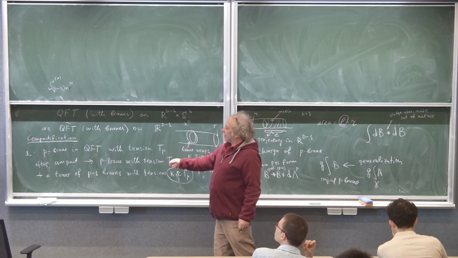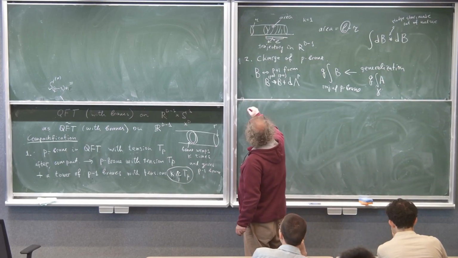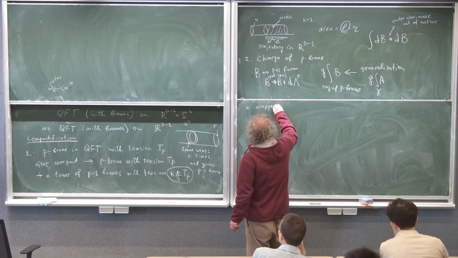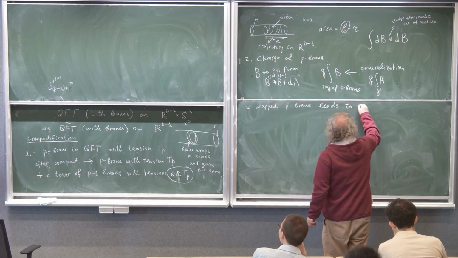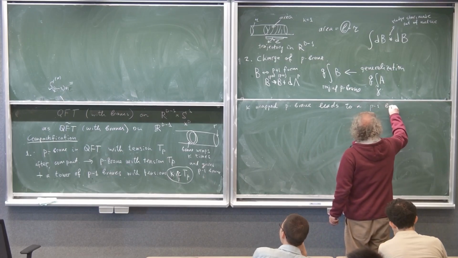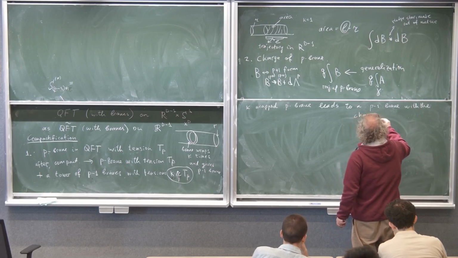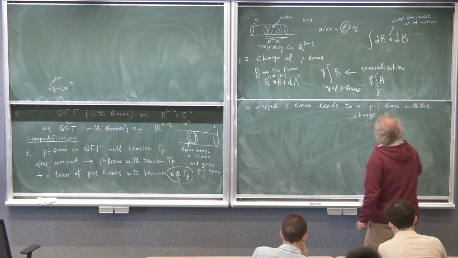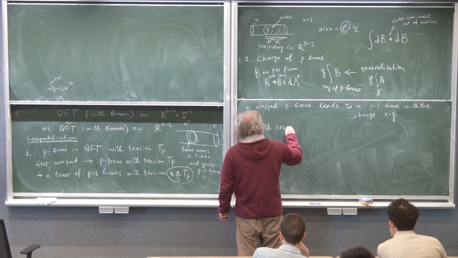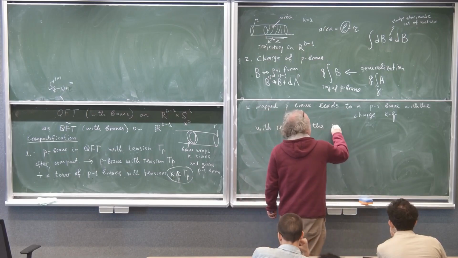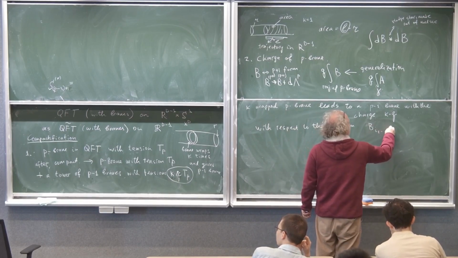Now, when we have a compactification, a k-wrapped p-brane leads to a (p-1)-brane with the charge k times q with respect to the (p)-form B with indices i_1 to i_p.